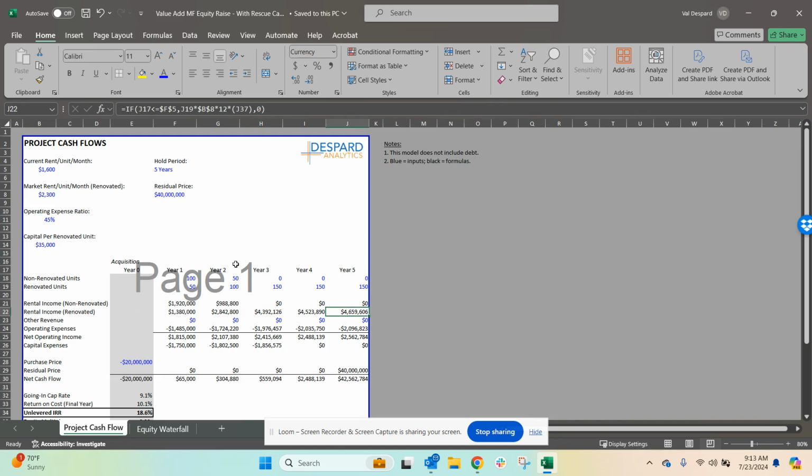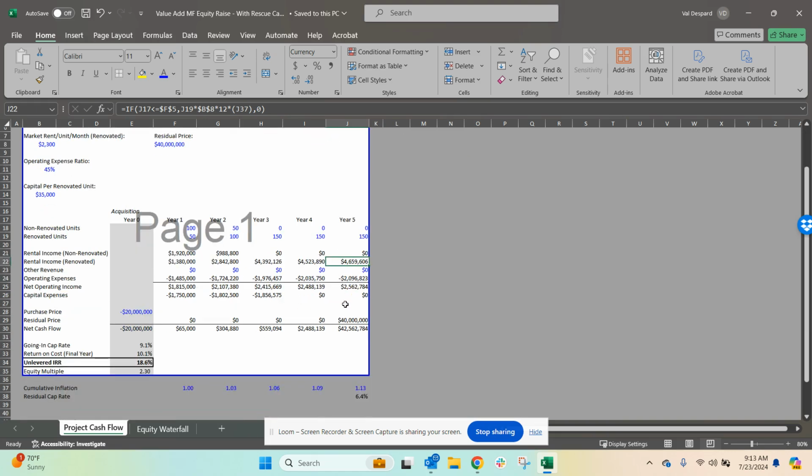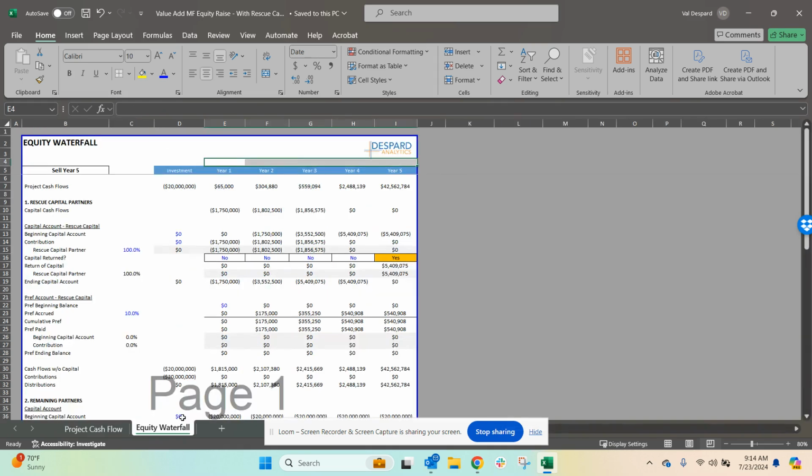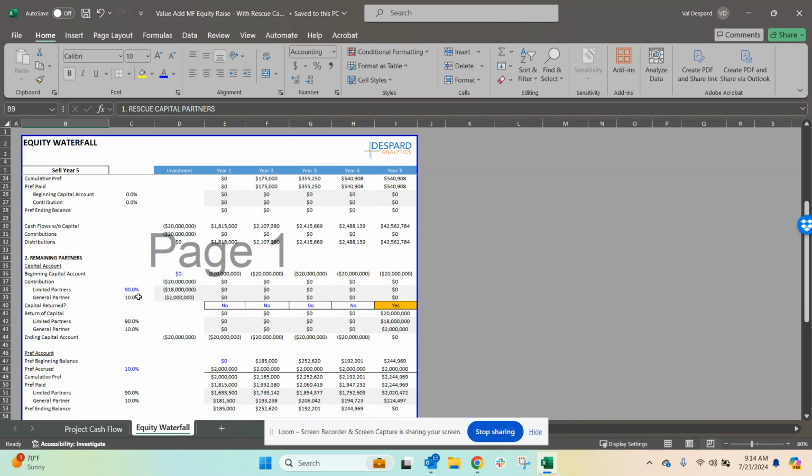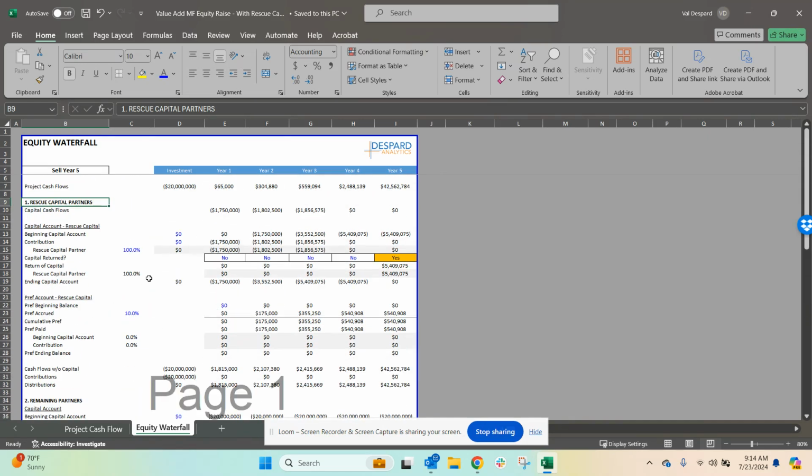So you buy it, renovate the units, raise the market rents, sell it after 5 years, and your unlevered IRRs are here. This all flows through to an equity waterfall. In the equity waterfall, we break out what I'm calling rescue capital versus the remaining partners. So in this case, you could have a class of investors or one investor that takes on all of the renovation capital risk.